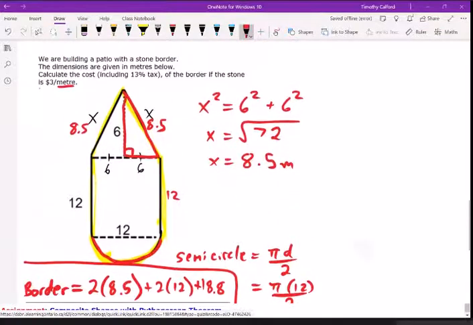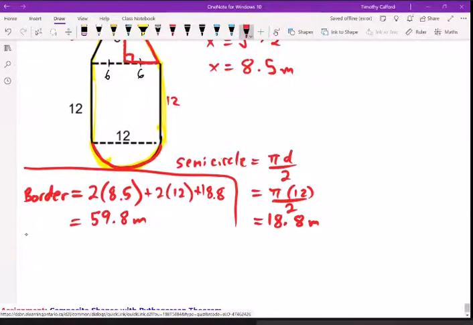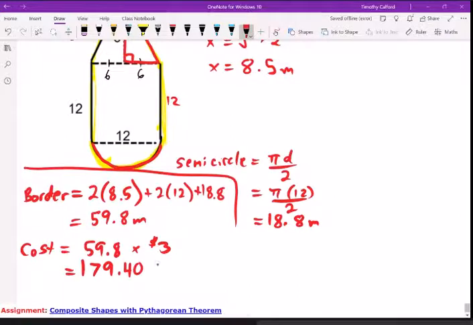Now that we have the distance around it, it wants us to calculate the cost, including 13% tax of the border. And so the border is $3 per meter. So we would get the cost by taking the number of meters and multiplying it by $3. Because it's $3 per meter. And this is before tax. Before tax.